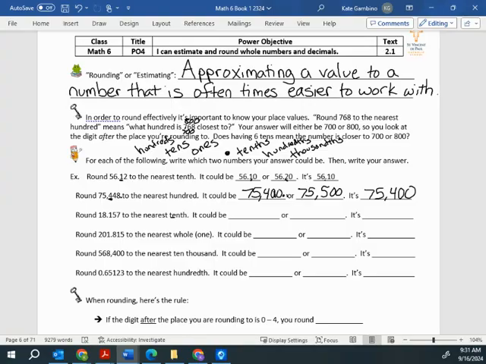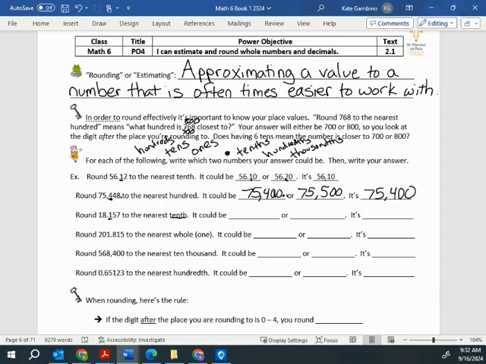18.157 to the nearest 10th place. Which decimal place is my 10th place? James? Oh, the one nearest to the decimal. Yeah, that first decimal place where that 1 is. So I'm going to draw a line under it, so I make sure I know which place I am rounding.